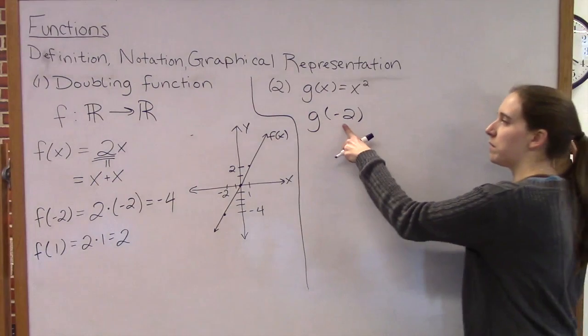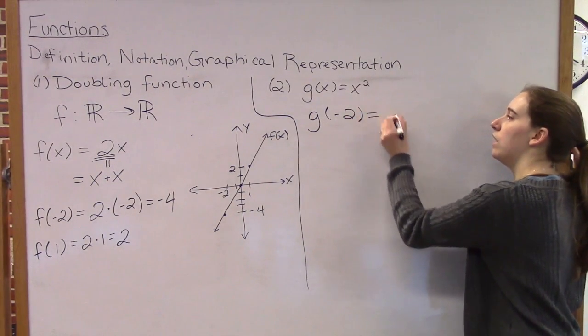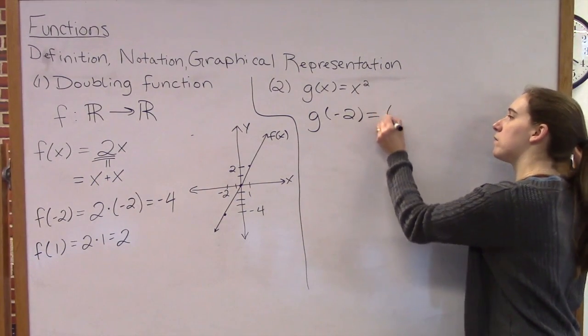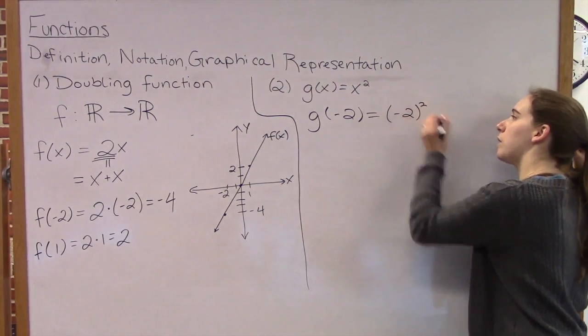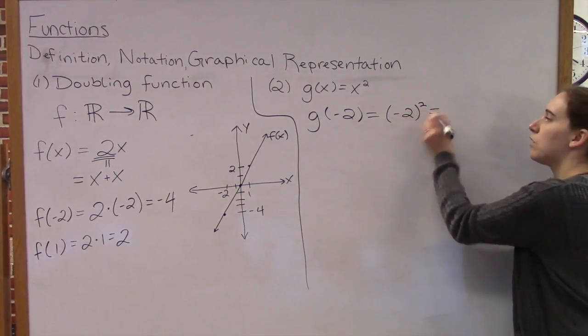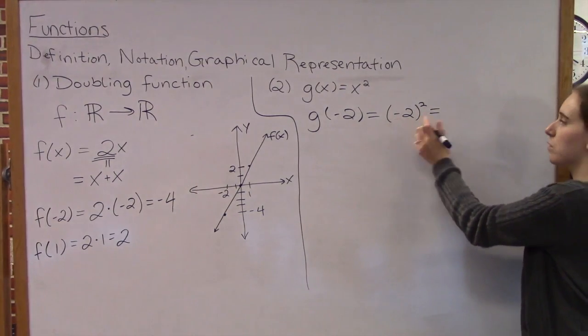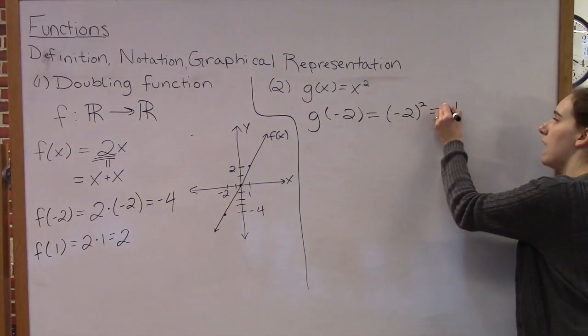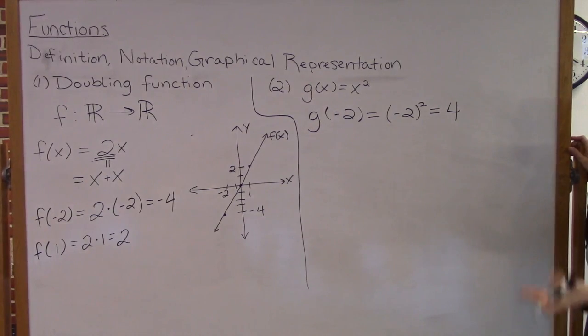So since I've already given you argument notation, let's take g of negative 2. Again, just means I'm going to substitute negative 2 for my x. So I get negative 2 squared, or negative 2 times negative 2. So notice I kept that negative inside the square, and what I'm going to get is positive 4. Because negative 2 times negative 2 would give me positive 4.